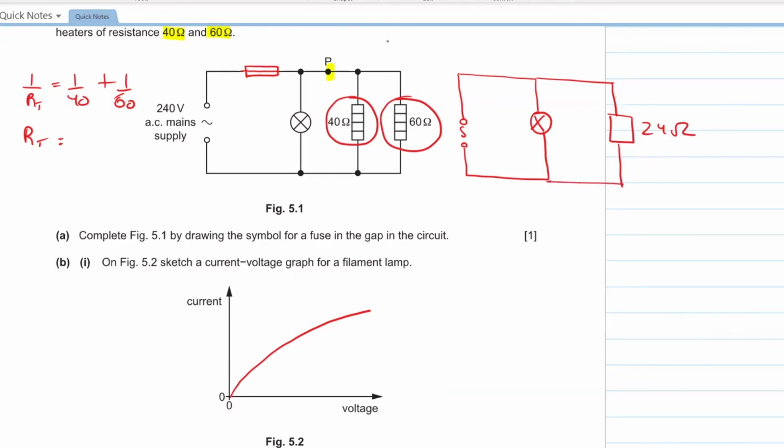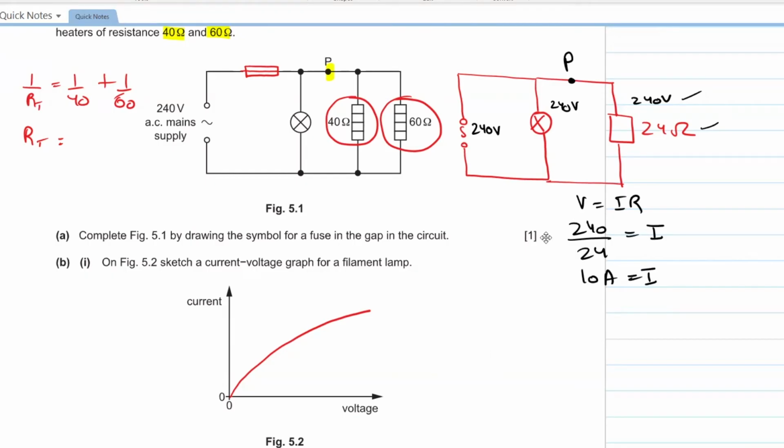Perfect. I have to calculate the current at point P. इस point पे मैंने current निकालना है. So if you realize, if we have 240 volts here, we will have 240 volts here, and 240 volts here. Perfect. For this resistor, you have the voltage as well as the resistance. Can you calculate the current at P? Yes, V is equal to IR. Voltage is 240, resistance is 24. Current comes out to be 10 ampere. Do you guys get this?